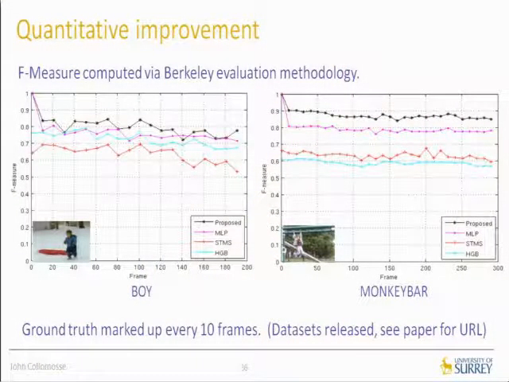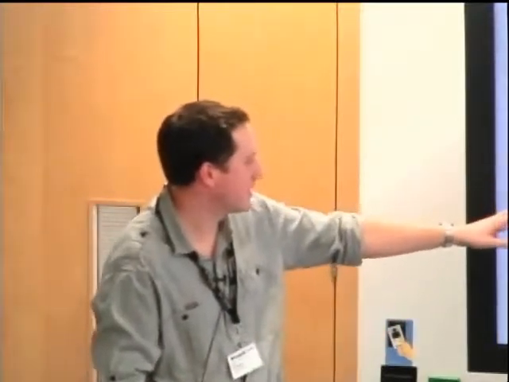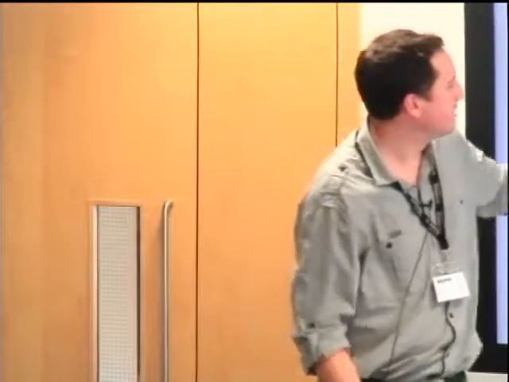If we look at the quantitative data, we use the Berkeley methodology to evaluate this by manually marking up frames every 10 frames so that my PhD student doesn't get too tired. And then we use basically the Berkeley methodology to evaluate how close our segmentation and various other algorithm segmentations are to that frame. We can see, interestingly, that despite this being a progressive approach, we don't have a decay over time that you might expect with accumulation of error.